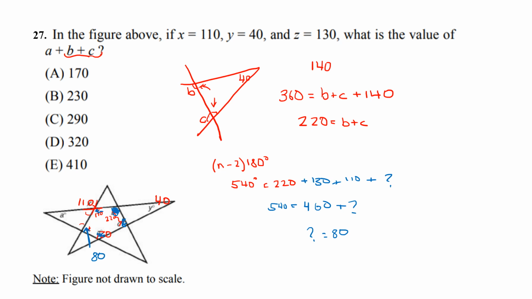Now that we have both 110 and 80, we can do the same thing like we did over here and just try to find their supplements. Well, the supplement of 80, I'm going to draw in green now, is 100. The supplement of 110 is 70. So we know that 70 plus 100 is 170. We know that that plus A has to equal 180. Therefore, angle A is 10 degrees.